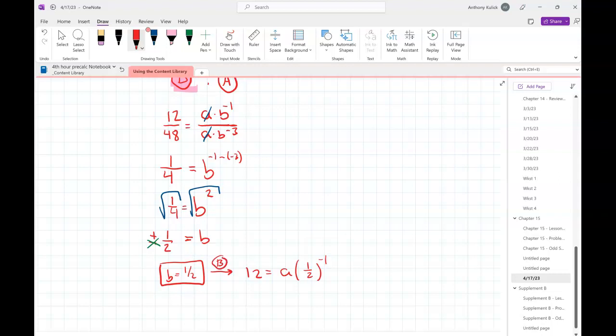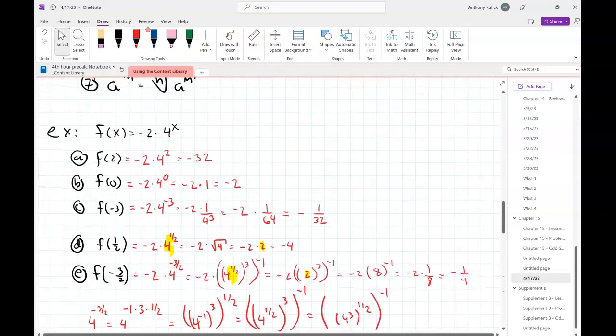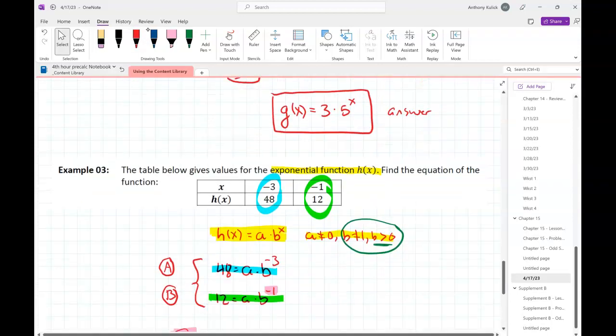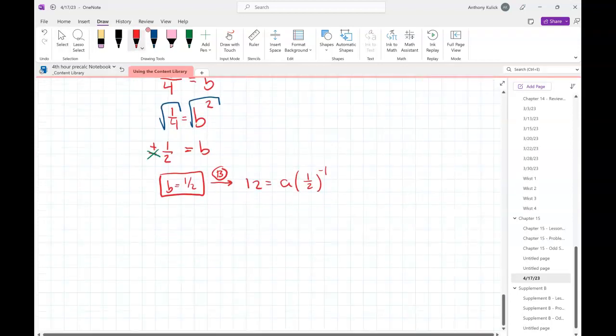What is 1/2 to the negative 1? How do I simplify that? What does a negative exponent do? Right? What does it do? It makes a reciprocal, right? That's all that's saying symbolically, just making a reciprocal. So what's 1/2 to the negative 1? 2, the reciprocal.